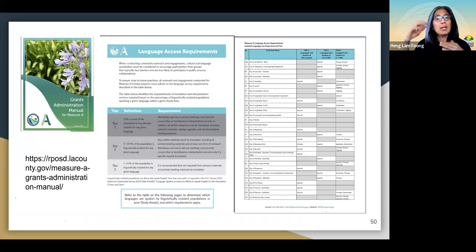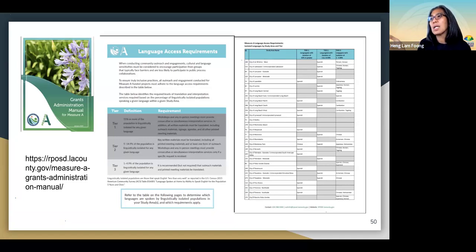Tier 1, if there's a high number of the community that speaks the language. Tier 2, to a smaller degree, and Tier 3, to the smallest degree of population speaking that language. That's the image in the middle. The image on the right is actually an outline. If you look at this manual, it outlines language tiers for all 88 cities within the county.